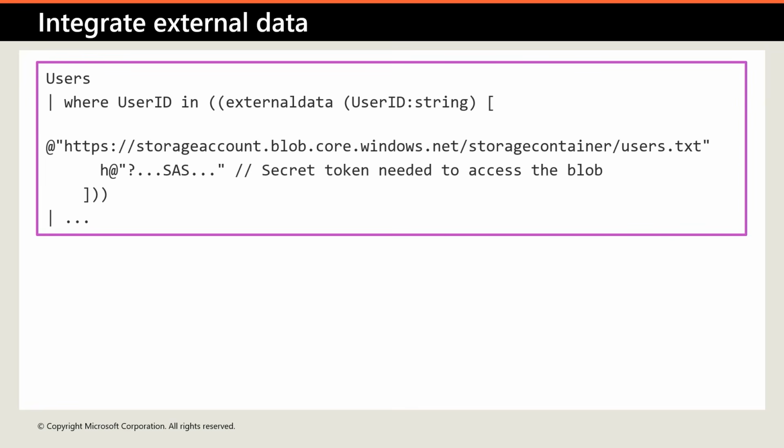Then we have our integration. The externaldata operator reads the file and treats it like a virtual table with a single column, UserID, of type string. Our filtering: the main users table is then filtered to include only those rows where the user ID matches one from the external list. Then we have our use case. This is useful when you want to cross-reference internal logs with an external list, like a watch list, a VIP user list, or known threat actors, without importing the list into your main data store.